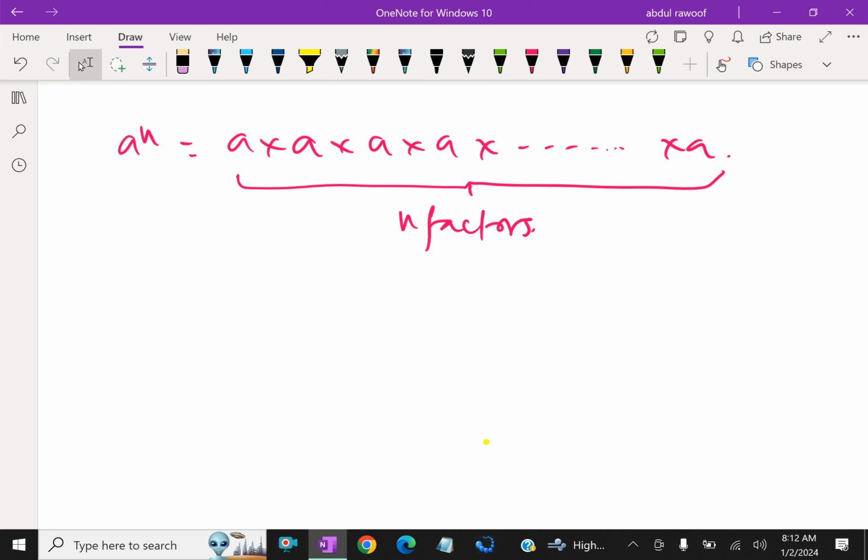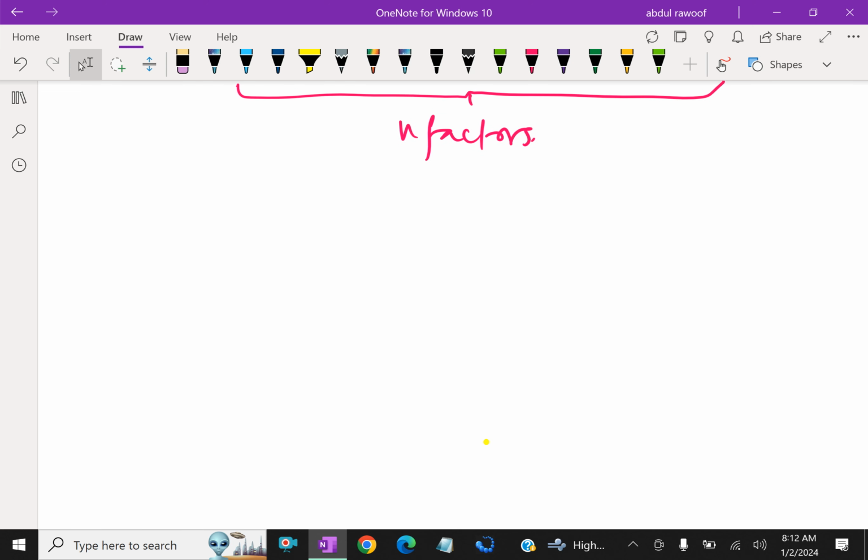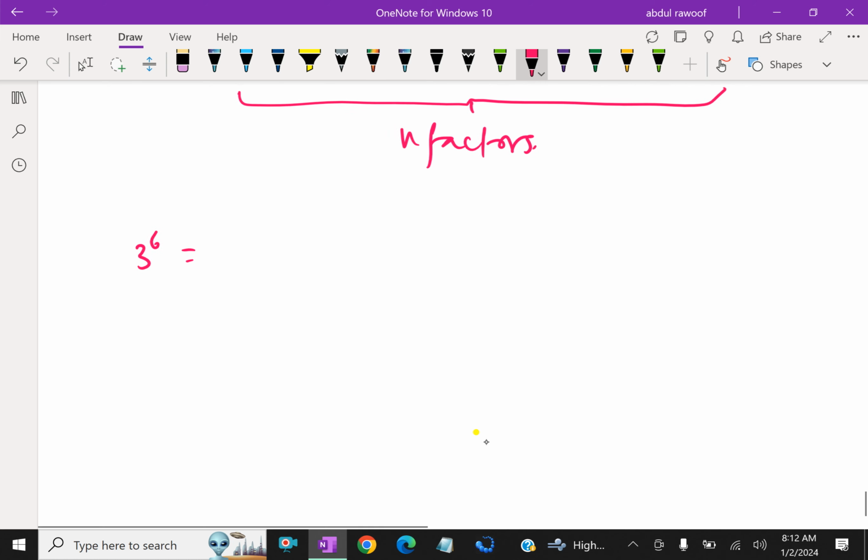Now, for example, list the sixth power of 3. Sixth power of 3 is 3 into 3 into 3 into 3 into 3 into 3. By using the calculator, you can find 3 power 6 equals 729.